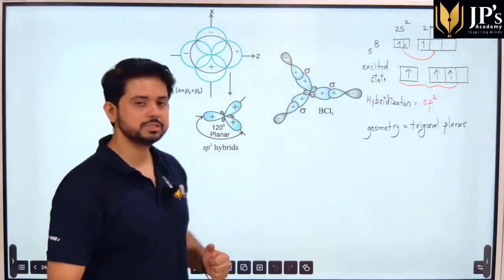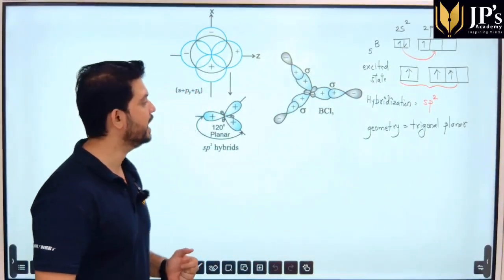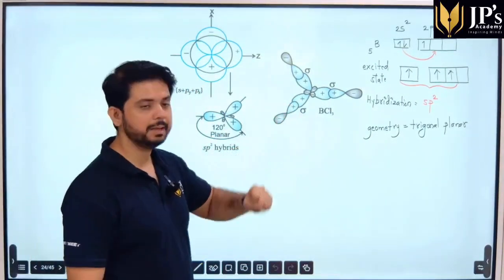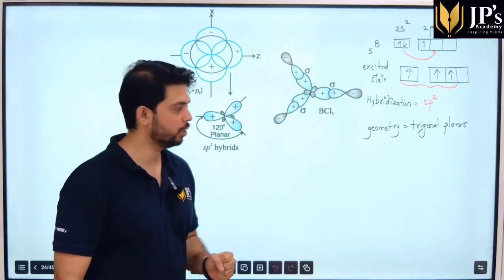One more example students, that was sp. Next example हमारे यहाँ पे है sp2. Example हमने लिया है boron trichloride.